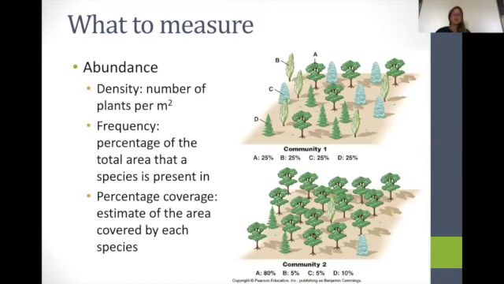Abundance is the density, the number of plants per meter squared, or the frequency, the percentage of the total area where that particular species is found, or the coverage, how much area is covered by each species. And you can see the differences in the graphs over here.